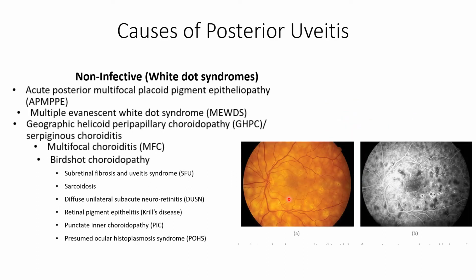Another disease, birdshot choroidopathy, where we can see these round areas of choroiditis which are discrete. They are covering the posterior pole, posterior to the equator. They are at the level of the retinal pigment epithelium and inner choroid, and they are usually concentrated at the posterior pole, as you can see in this photograph.